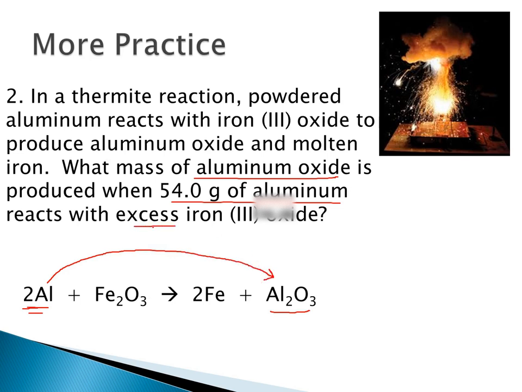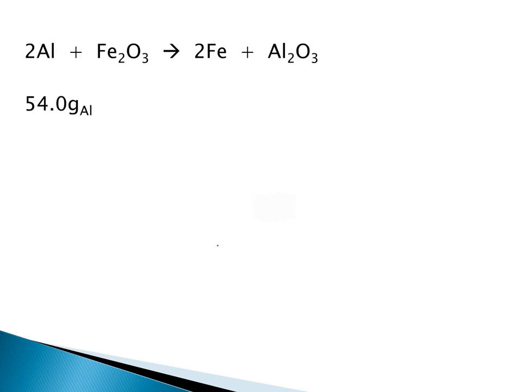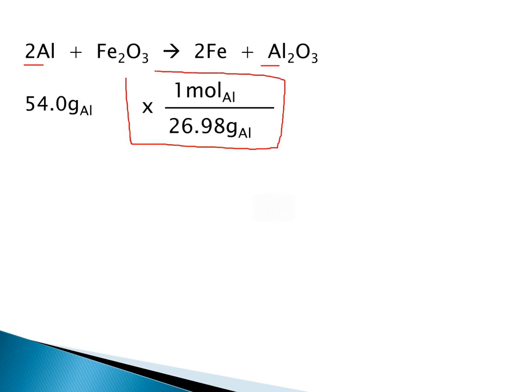Now it says excess, and we know that we don't need to worry about the iron oxide. It's not going to factor into this calculation. There's enough of it. We're just converting from aluminum to aluminum oxide. So, take the balanced equation. First thing is to take the mass of the aluminum, and again, we can't use that 1 to 2 ratio until we're in moles. So we set up our conversion factor that will convert it into moles of aluminum.